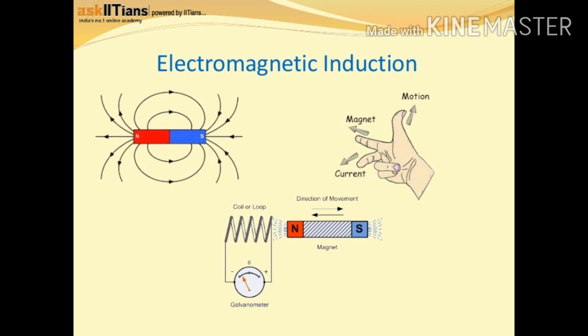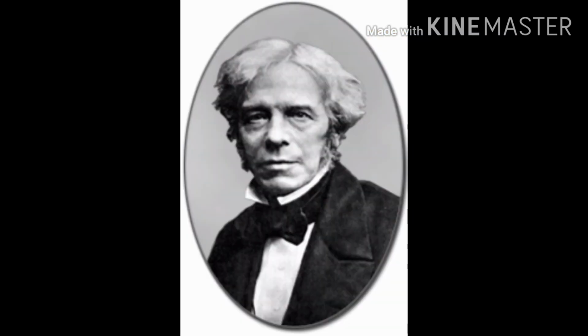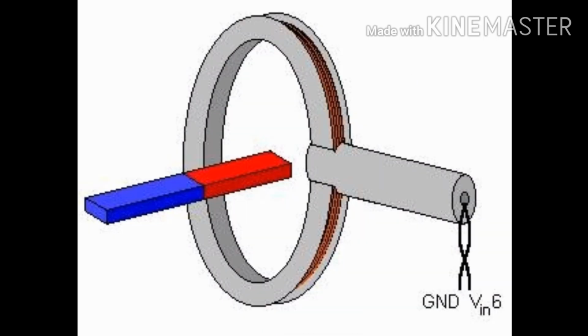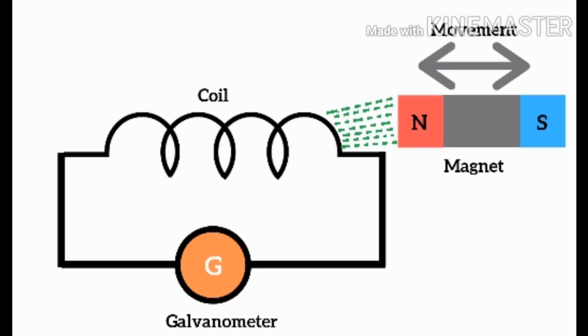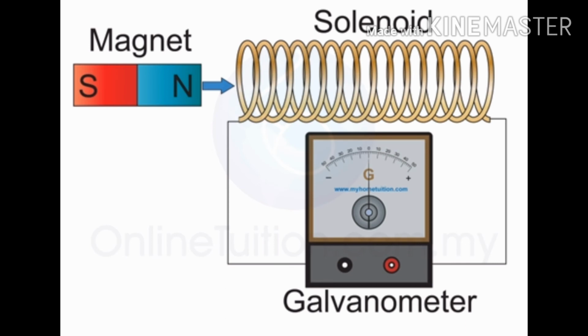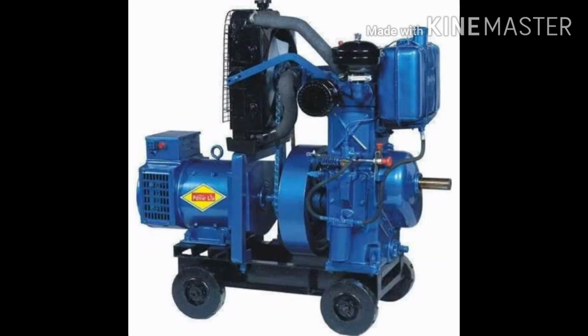In the year 1831, the scientist Michael Faraday showed that electric current can be produced in a conductor with the help of a moving magnet. If the electric conductor is moving in a magnetic field or the magnetic field around the stationary conductor is changed, electricity is produced in the conductor. This is called electromagnetic induction. This principle is used in the working of the electric generator, which converts mechanical energy into electrical energy.